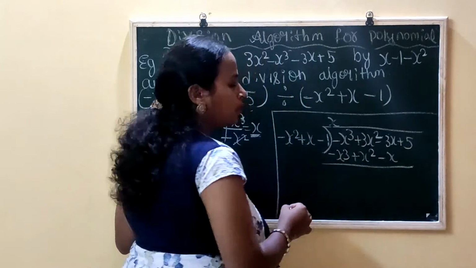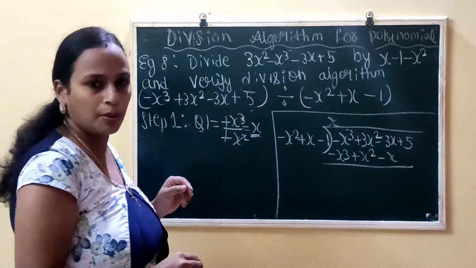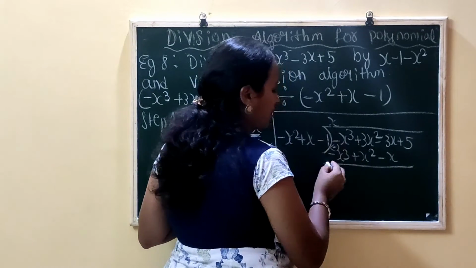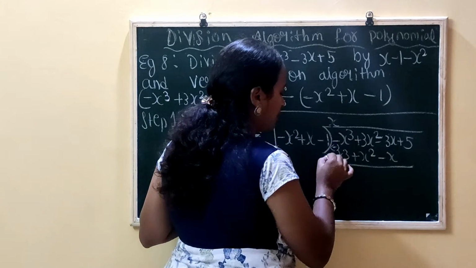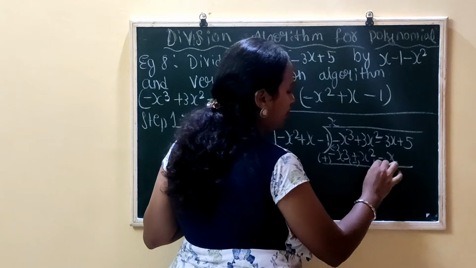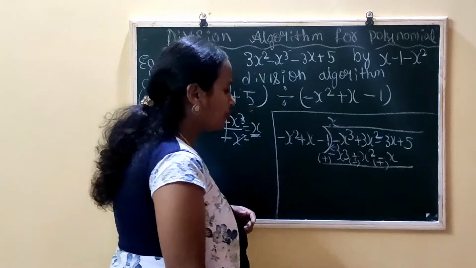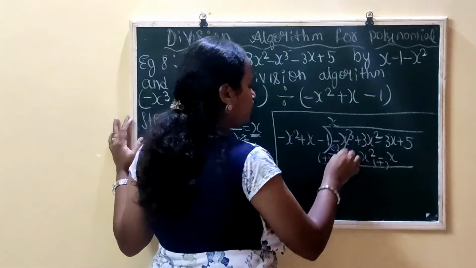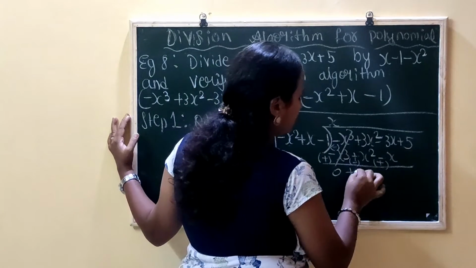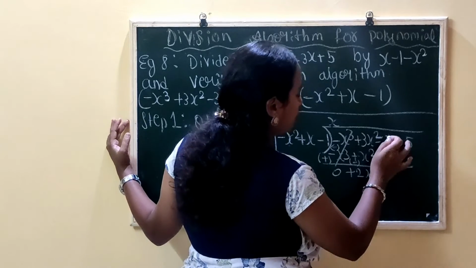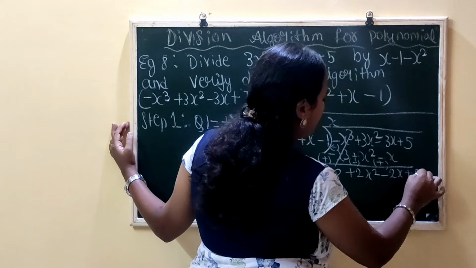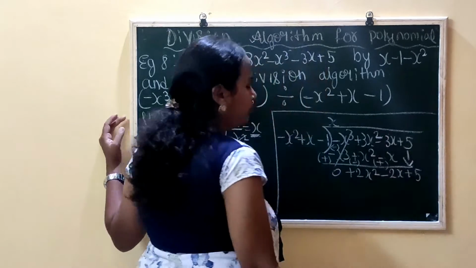Okay. So now we need to do addition or subtraction. We need to do subtraction in order to obtain opposite sign. So I am doing subtraction. Minus of minus will be plus, minus of plus will be minus, minus of minus will be plus. So plus x cube minus x cube is gone, so 0. Then plus 3x square minus x square is plus 2x square. Then minus 3x plus x will be minus 2x, followed by plus 5, and bring this term down.